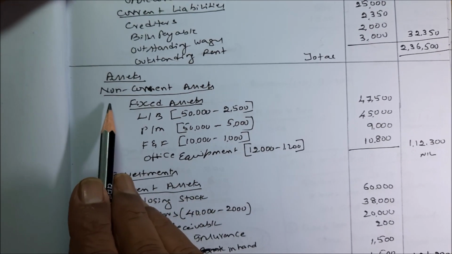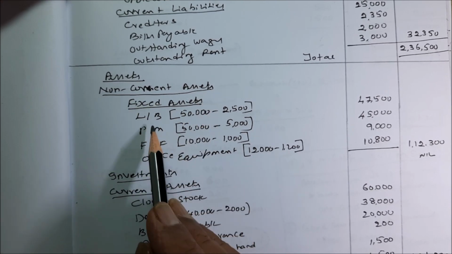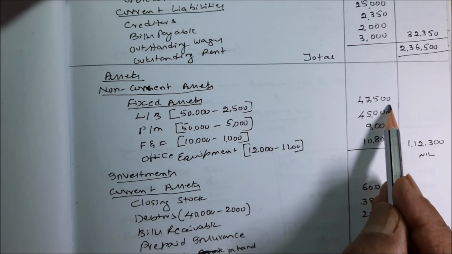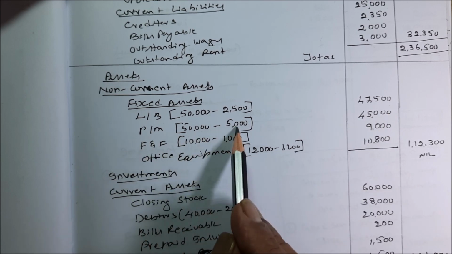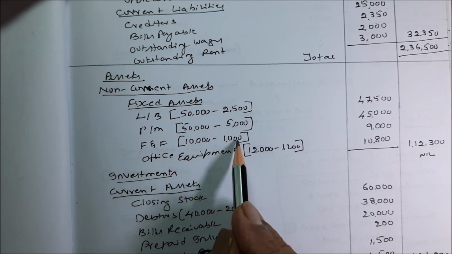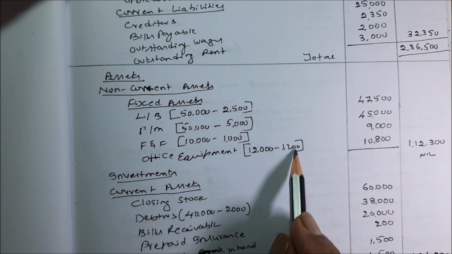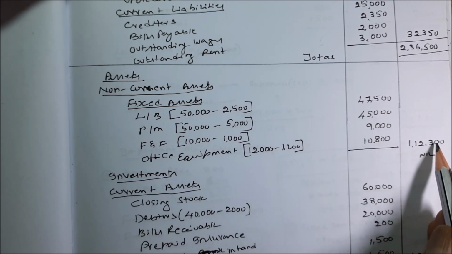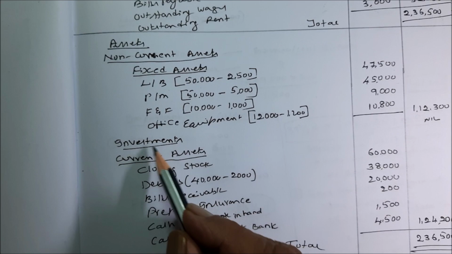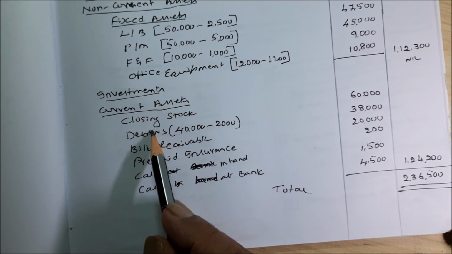So under assets, non-current assets, that is fixed assets. Land and building 50,000 minus depreciation 2,500, 47,500. Plant and machinery 50,000 minus 5,000, it is 45,000. Furniture and fittings 10,000 minus 1,000, it is 9,000. Office equipment 12,000 minus 1,200, 10,800. So total fixed assets is 1,12,300. You do not have investments. Investments nil.